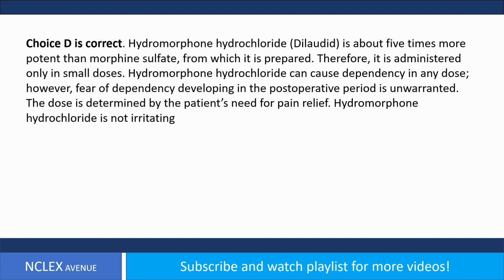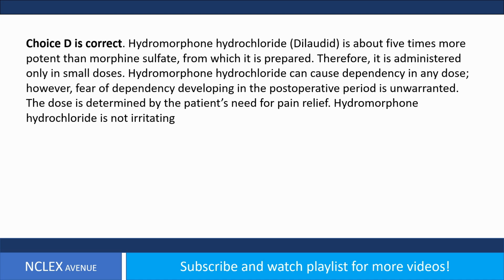Explanation. Hydromorphone hydrochloride, Dilaudid, is about 5 times more potent than morphine sulfate, from which it is prepared. Therefore, it is administered only in small doses. Hydromorphone hydrochloride can cause dependency in any dose, however, fear of dependency developing in the postoperative period is unwarranted. The dose is determined by the patient's need for pain relief. Hydromorphone hydrochloride is not irritating.